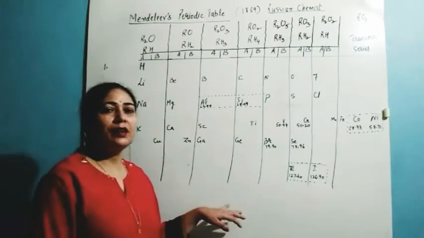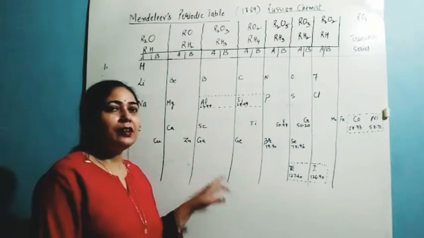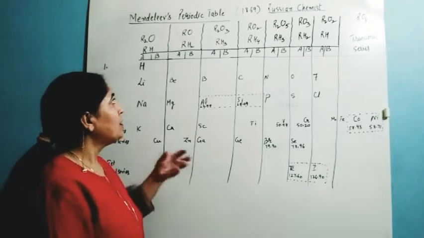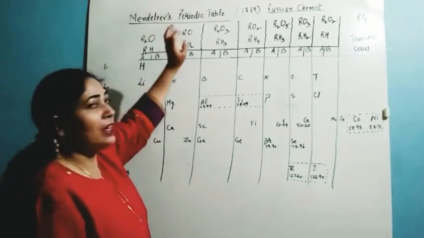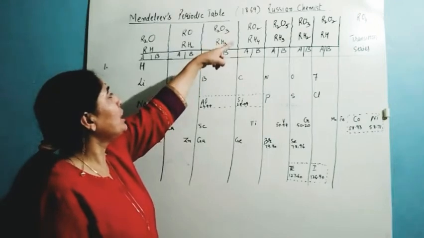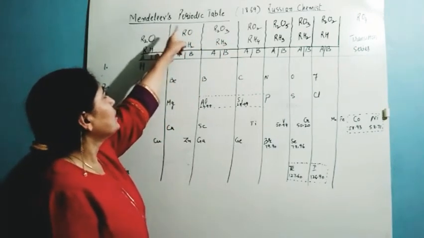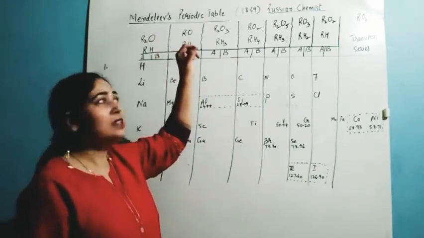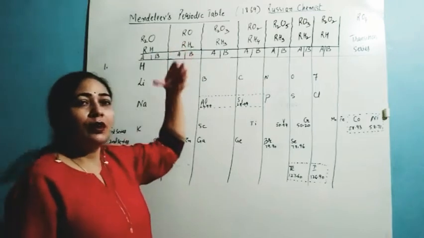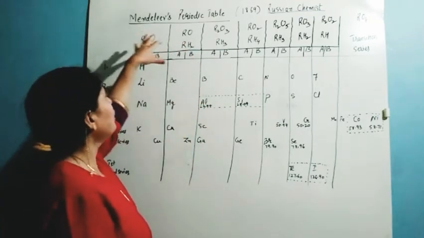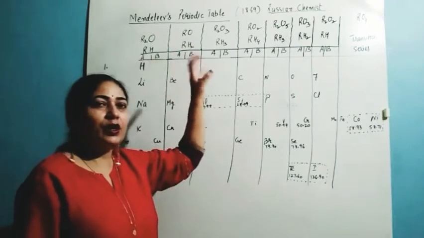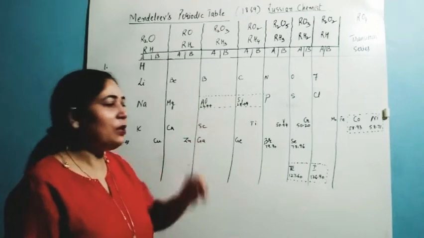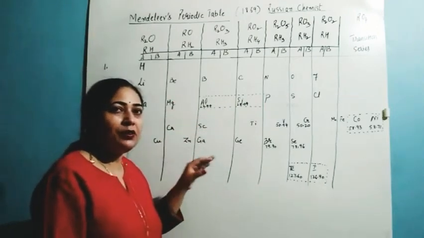Various attempts were being made considering the increasing atomic mass of the elements, and the successful attempt was made by Mendeleev. He was a Russian chemist who, in 1869, considering the increasing atomic mass and certain chemical properties, framed the periodic table, which is known as Mendeleev's periodic table. This periodic table lasted for a longer time period because of certain facts.